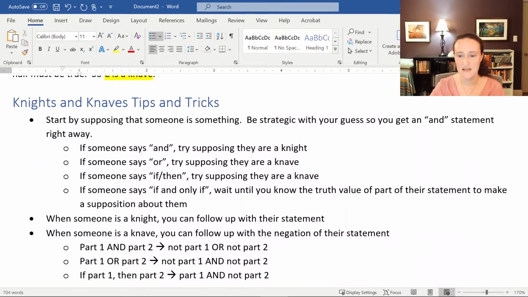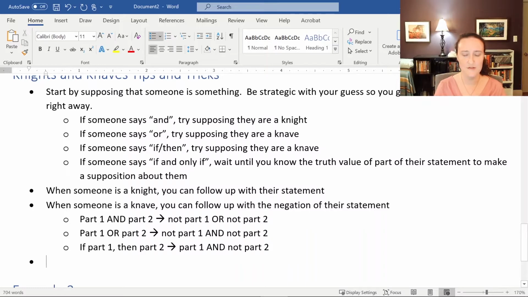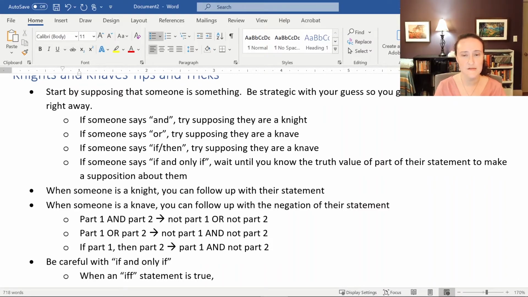And then finally, for an if and only if statement, these are a little bit trickier to work with in the original true version and in the negated version. So let me put them on their own bullet point here. When an if and only if statement, which is also abbreviated IFF, is true, that simply means that the two parts have the same truth value, but you don't know which truth value until you've figured out what one of them is. So they could both be true or they could both be false.